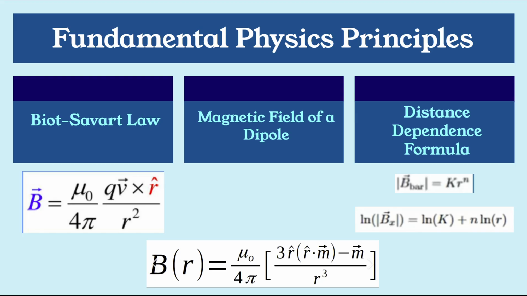Finally, we use the distance dependence formula, B equals k r to the n. We take the natural log of both sides to linearize it, so ln of B equals n ln of r plus ln of k. This makes it a straight line so we can easily find the slope and intercept from our data.